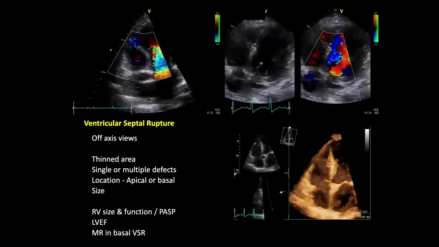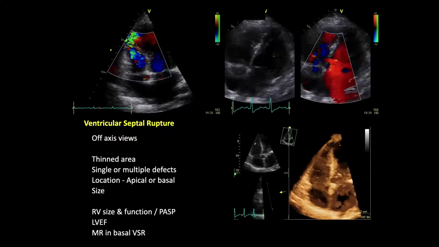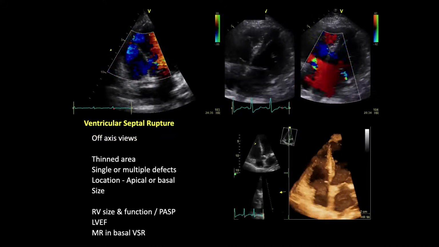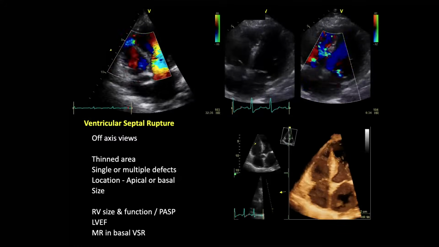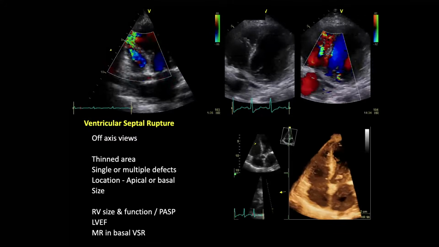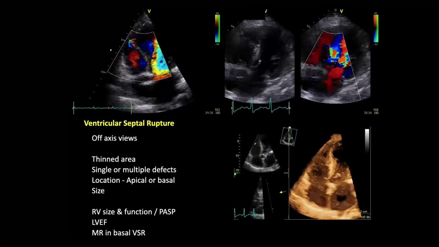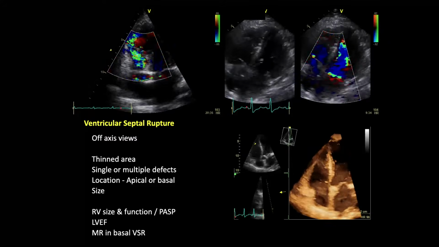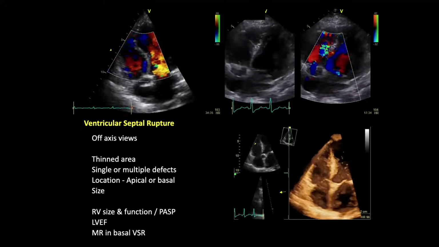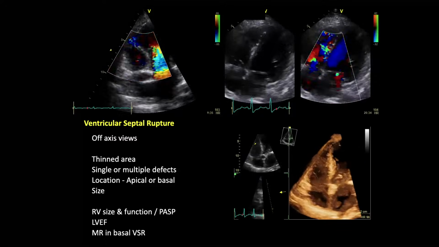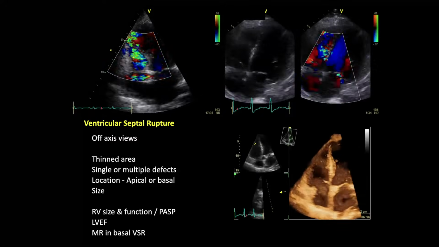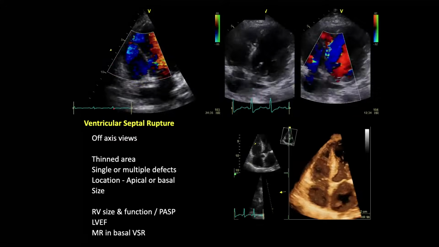And then you have the ventricular septal rupture. These are also patients who come with a similar presentation, typically after the MI. You have a thinned area, and then the rupture, which can be apical or lower, depending on which artery is involved. There is an acute thinning, it gives way, and then you can have a single defect or multiple defects.